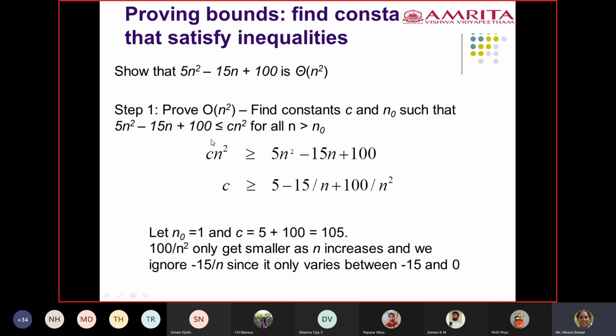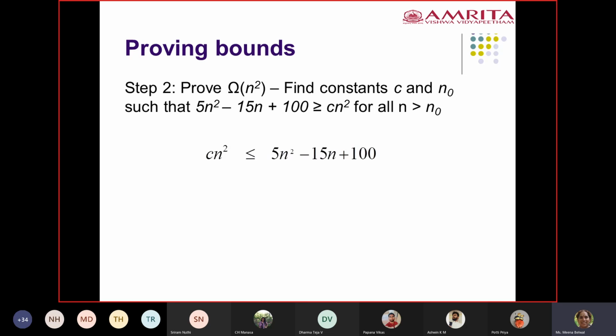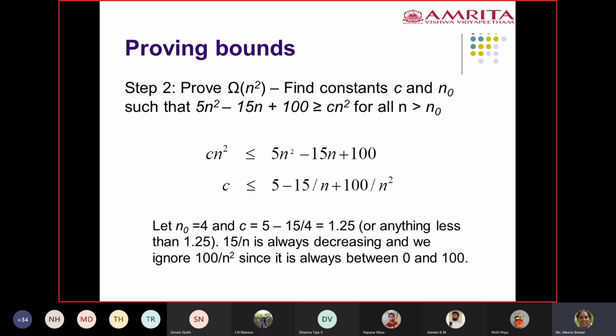Earlier you were finding out less than Cn square. Now we are trying to find out this is greater than or equal to Cn square. That means Cn square is less than or equal to 5n square minus 15n plus 100. So again C is less than or equal to 5 minus 15 by n plus 100 by n square. Now if you keep n0 as 4 and c equal to 5 minus 15 by 4, you are trying to find the minimum value of c.